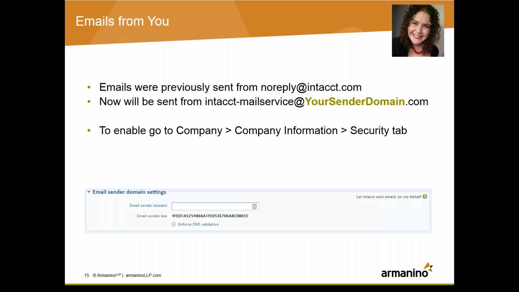So since emails now come from your email domain instead of from Intacct, you can benefit, one, from them not going into junk and spam, and two, increase branding and peace of mind that the emails are being received by your customers. To enable this, you have to go to your company information configuration. You do have to be an admin to update that. On the security tab, you now have an additional section, and that's for the email sender domain settings. So you'll enter in your domain in the top box. For example, armaninollp.com is what we use here at Armanino.